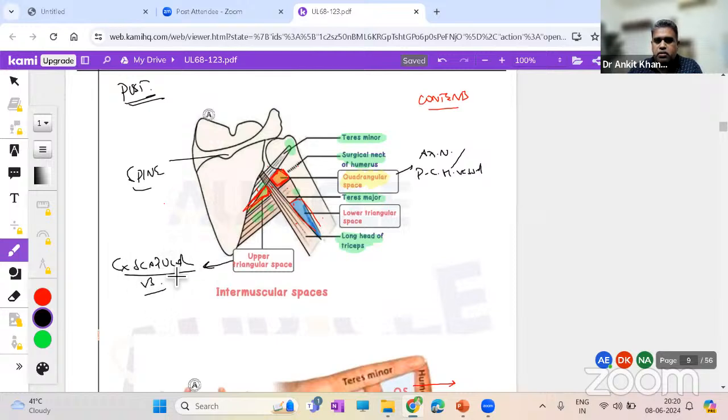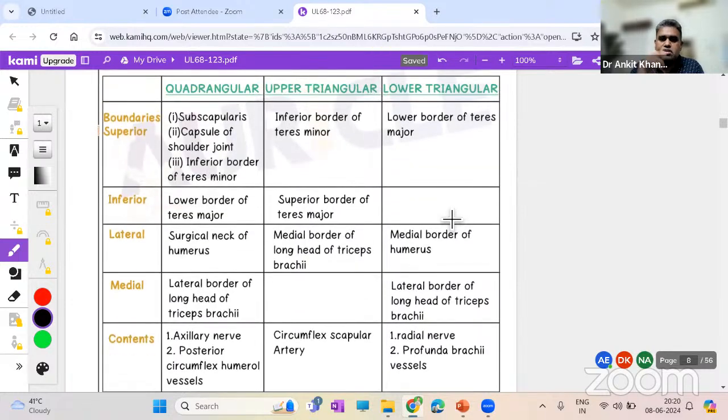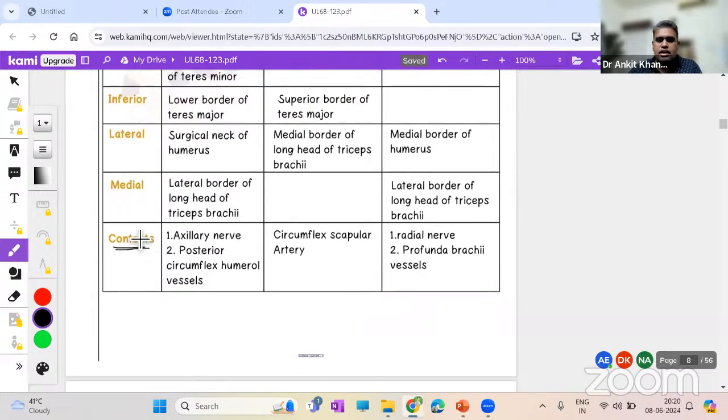Why is that important? Remember, we did a topic of anastomosis around the scapula. The lower triangular space is close to the radial groove. So here you have the radial nerve, along with the profunda brachii vessel, which is the main or the largest branch of the brachial artery. These are the major contents. This is all you can give in a tabular form in your exam, suppose they come. So now you know the boundaries, which form the superior, inferior, lateral and medial boundary, and you need to answer the contents. That's it. This is what you need to answer.